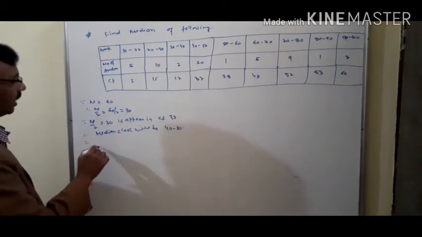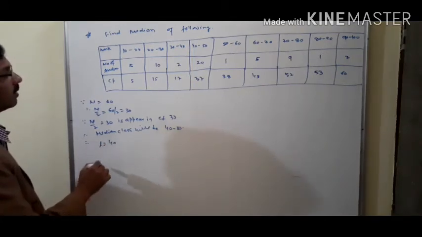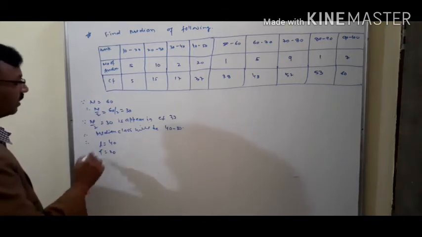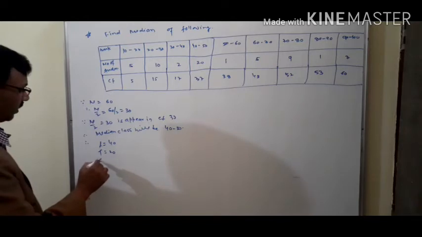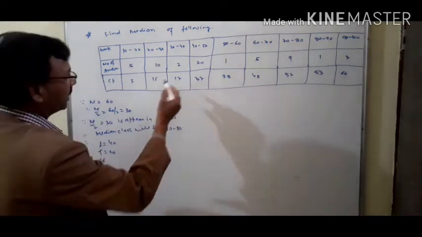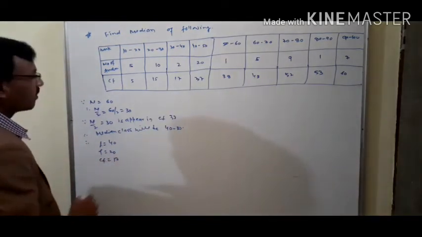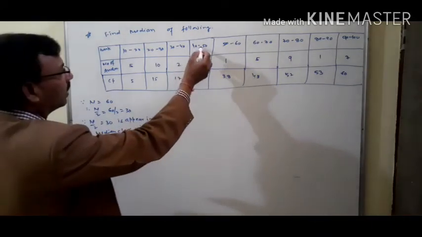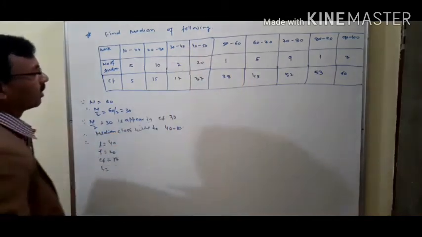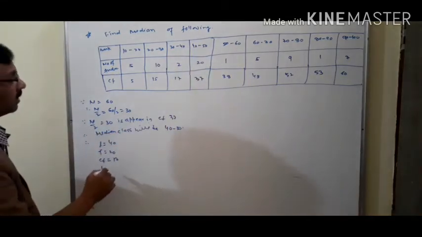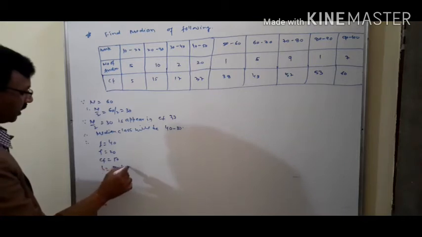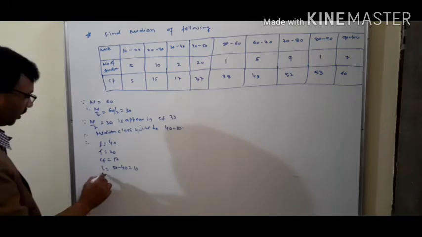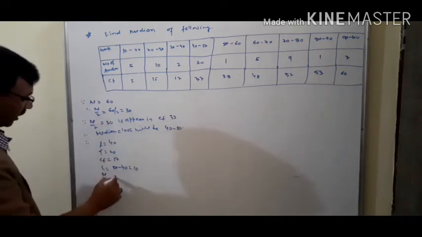Therefore, L equals 40, F equals 20, CF equals the preceding cumulative frequency, that means 17, and H equals the difference of upper limit and lower limit of the median class, that means 50 minus 40 equals 10, and n by 2 is already given here, 30.